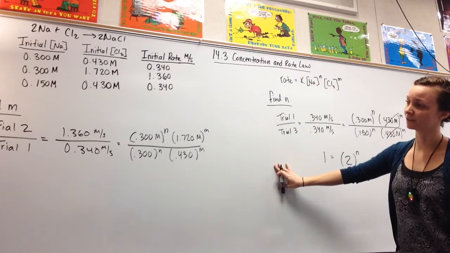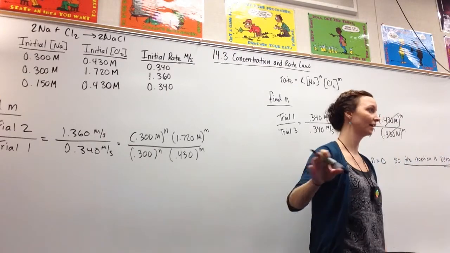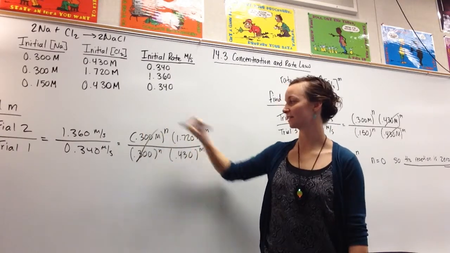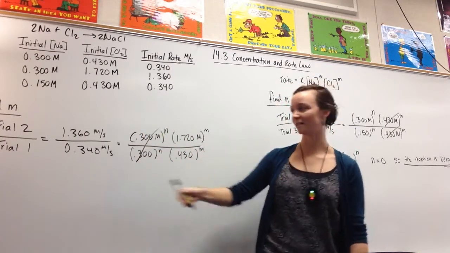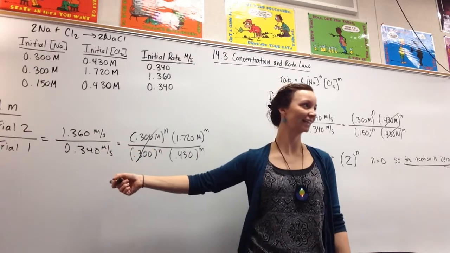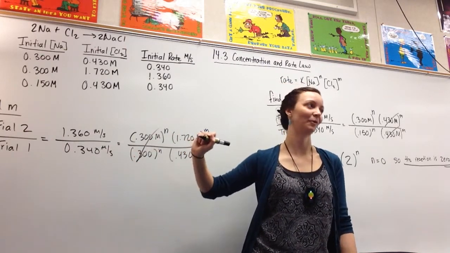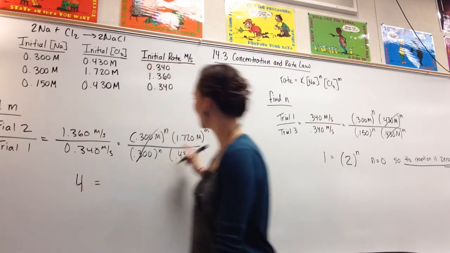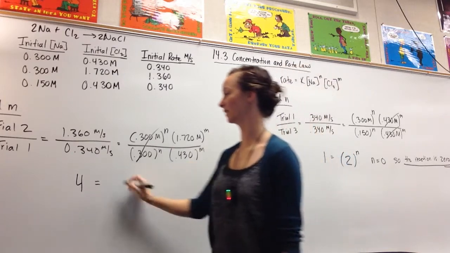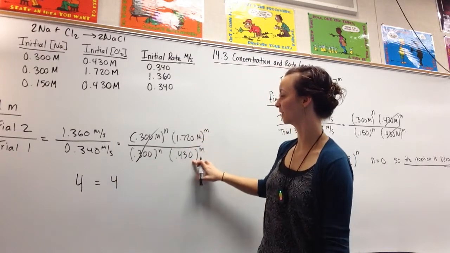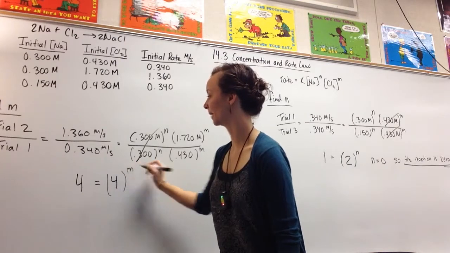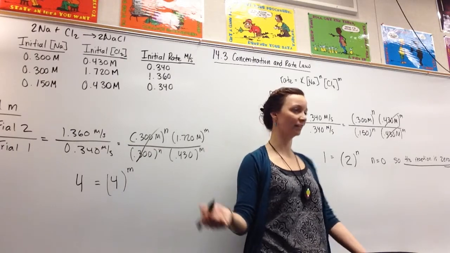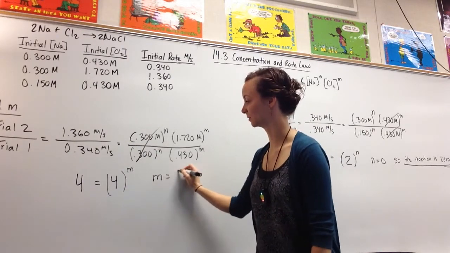If you notice, what can we cancel out in this one? These two terms, right? They're the same. So we're going to cross these out. And now I just do basic math. This divided by that is what? Anyone got it? It's a simple one. It's 4. All right, and then this divided by this also happens to be 4. So it's going to be 4 raised to the M power. So what must M be if 4 to the M power is 4? 1. So now M is equal to 1.